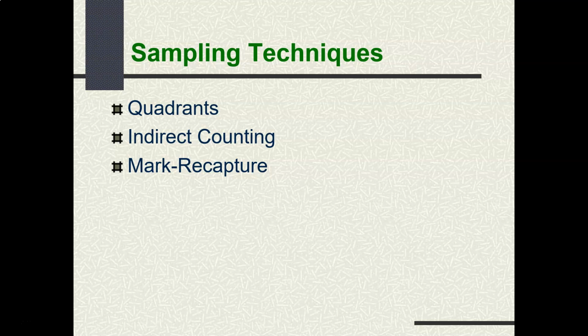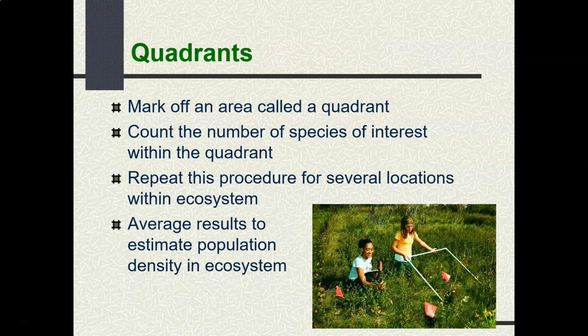So, how do we figure this out? Well, when we're doing ecological studies, we have a handful of techniques that can help, and this is just a very small snippet of some of those potential sampling techniques. So one thing we can look at is creating quadrants, all right? So we mark off a given area, call it a quadrant, and within that given space, we count the number of species of interest within that quadrant.